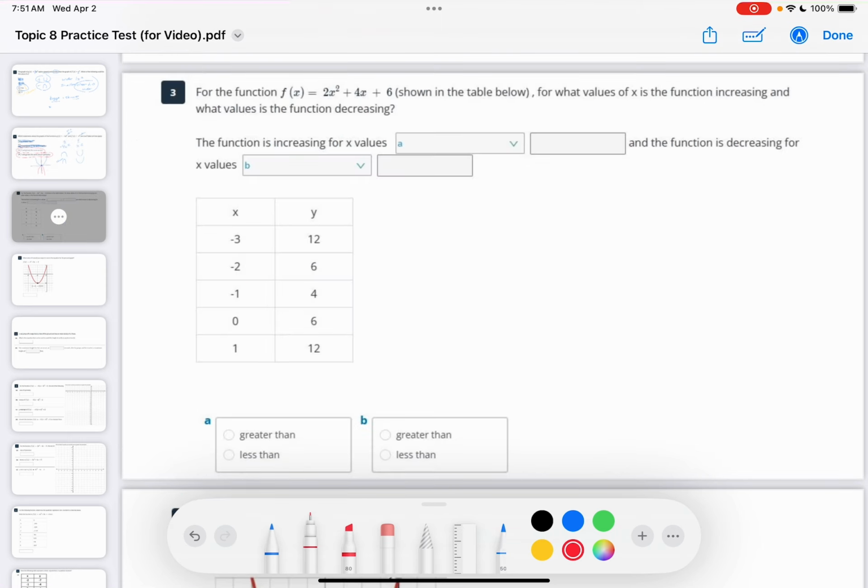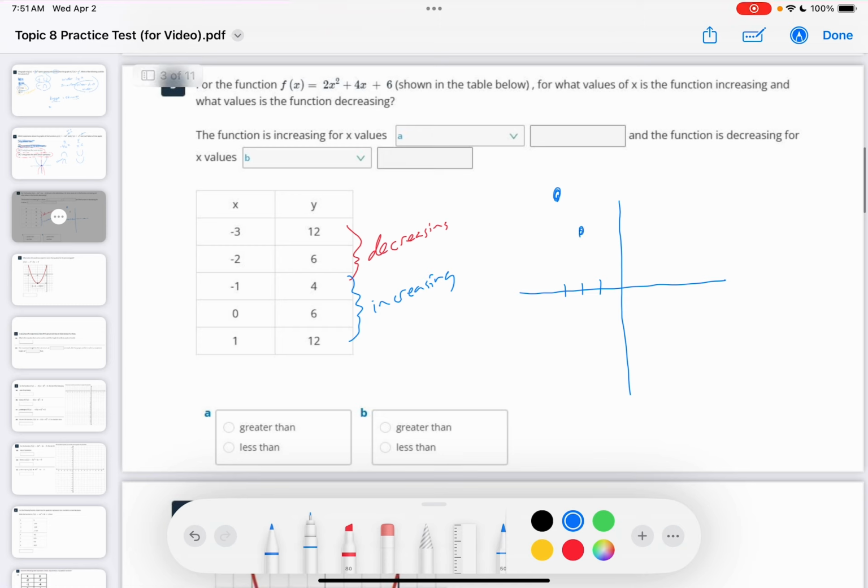All right, this one, for what values of x is the function increasing and when is it decreasing? As we look at our table, we can see that 12 to 6 to 4, this is my chunk where I'm decreasing. And then 4 to 6 to 12, this is my chunk that I'm increasing. One of the things I have to figure out is where it stops going down and starts coming back up. So I could plot this really quick. Negative 3, 12 would be somewhere up there. Negative 2, 6, then 1, 4, and then 0 goes back up to 6. So you can see that's where it flips over.